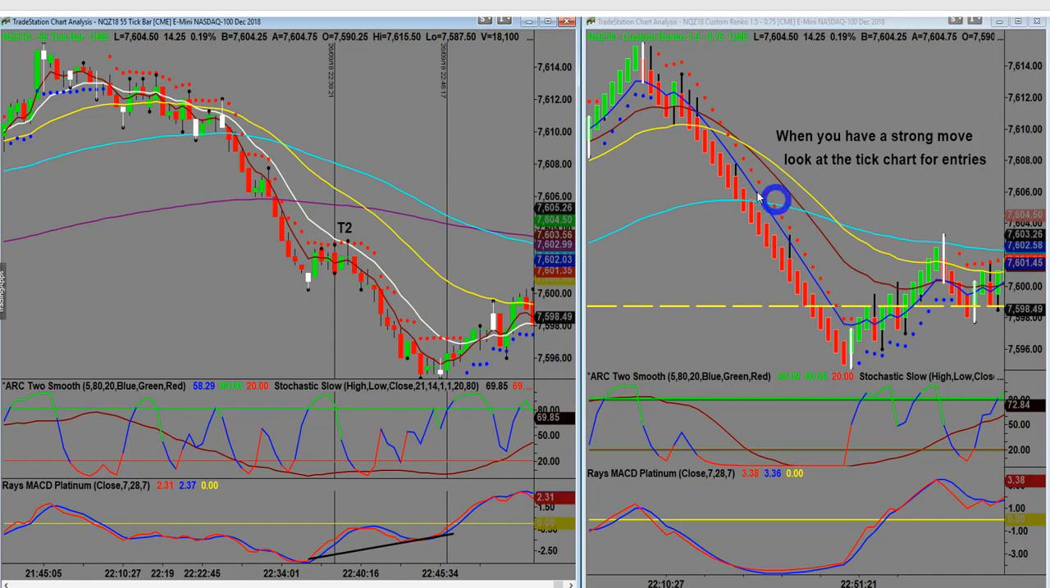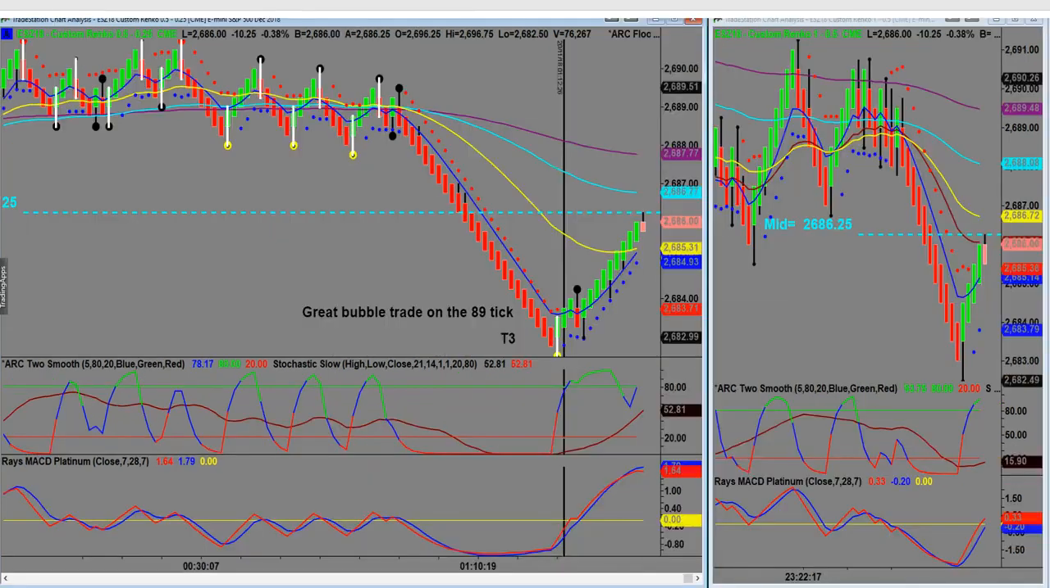So what we like to do is look at both Renko and tick charts. This here was our classic T19, and we always want to know what's the distance from my entry to the 34. The next one we'll look at is what we call a T3. A T3 is one of these mean reversion trades where you get a big move like this.